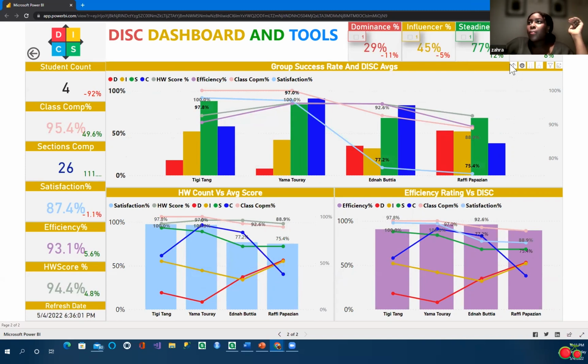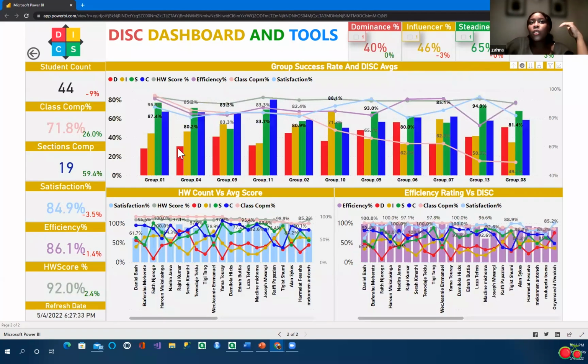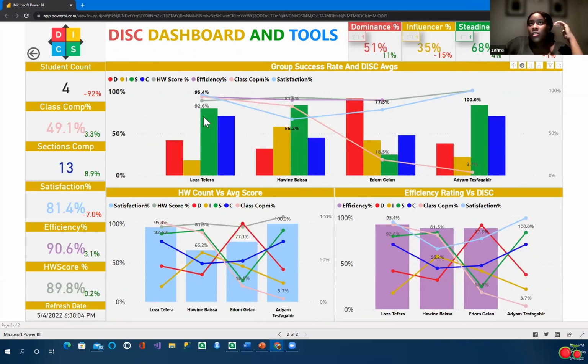When I drill up and go to group 8 of the same class, it's a different case. Here, we can see that none of the people in this group have completed the program yet. Their efficiency rating and their homework scores are above average, so it's pretty good. But when you look over here at the efficiency rating, this individual's efficiency rating is pretty much non-existent, and their completion rate is only 3.7%, which means that most likely they quit the program.